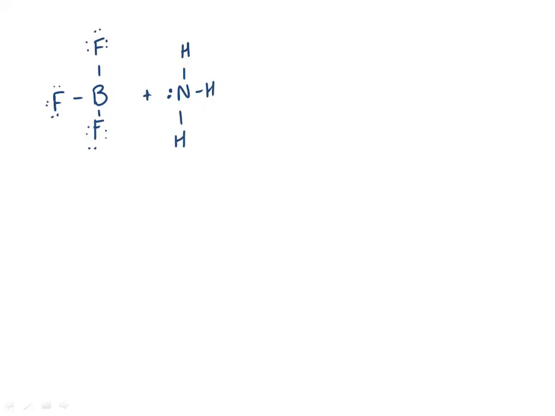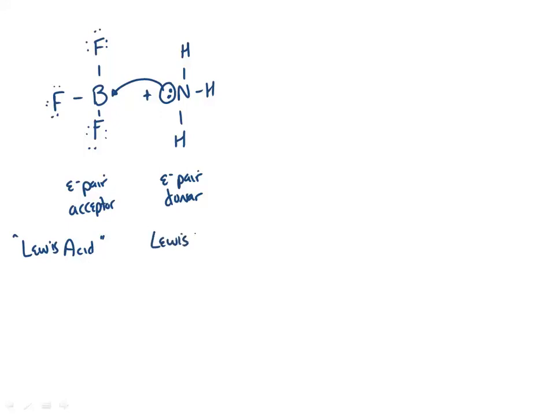What we find is that these 2 electrons in ammonia can go to form a new bond between ammonia and boron. So here's my electron pair donor. Here's my electron pair acceptor. This makes this what we would call a Lewis acid. Maybe I should phrase it that way. And this is a Lewis base.